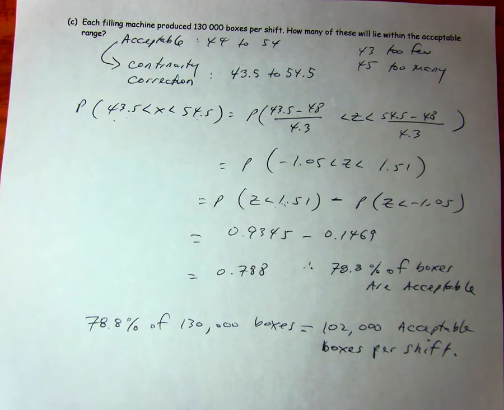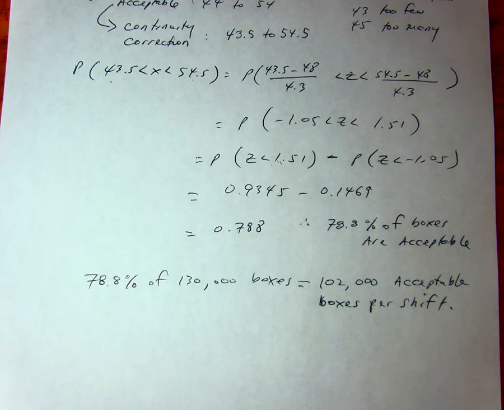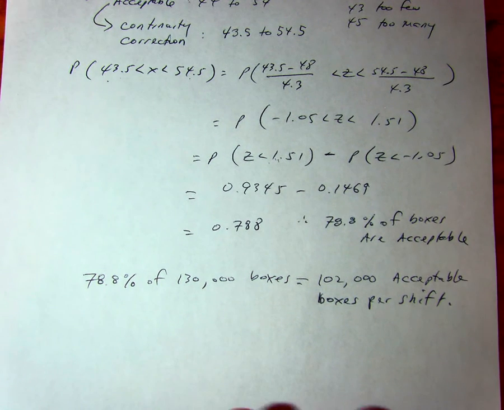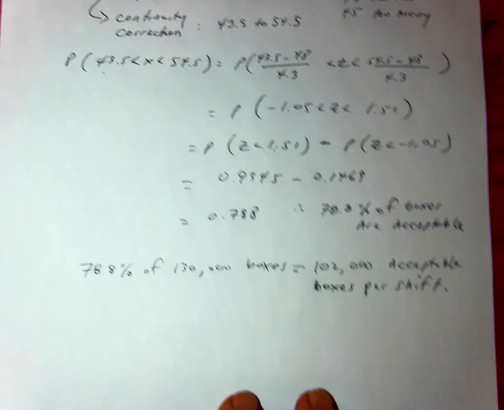But overall, this is in a modern plant that's not acceptable. It should be 99.9% of your boxes are acceptable, and not 78.8. So anyway, that's the lesson.